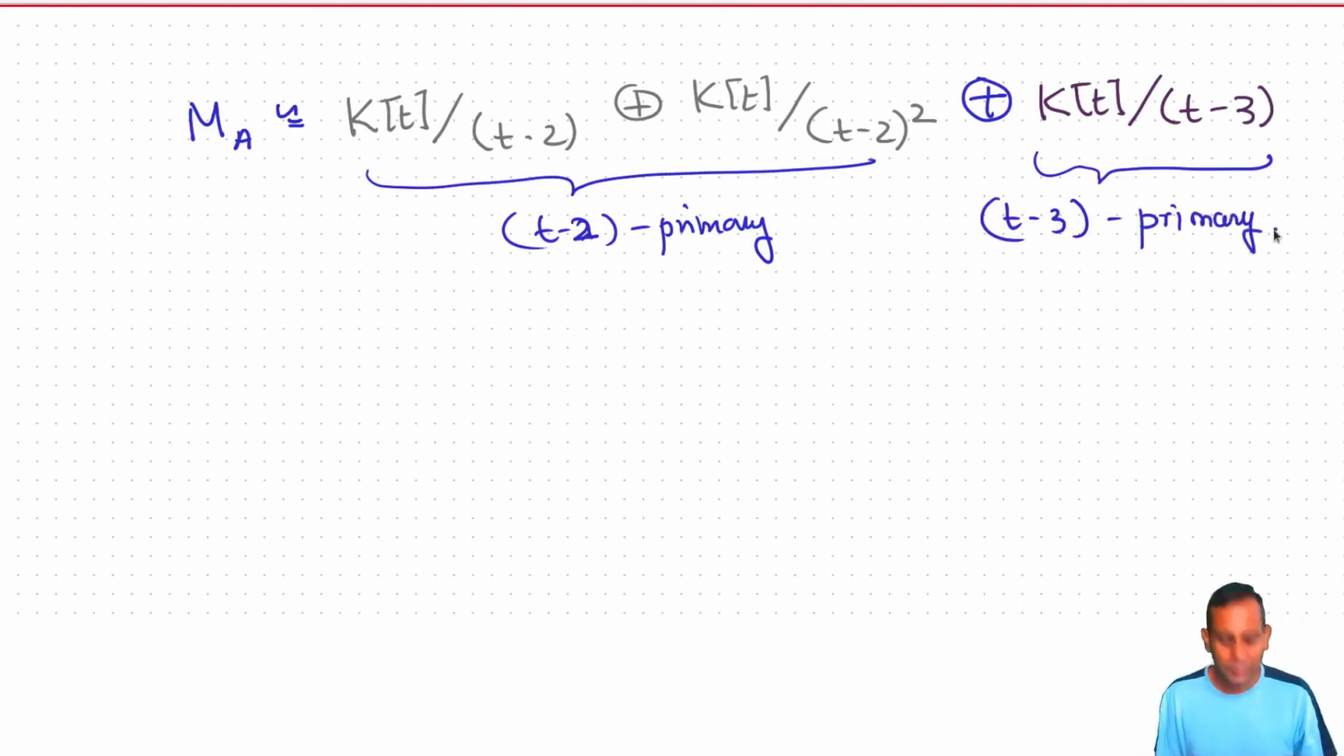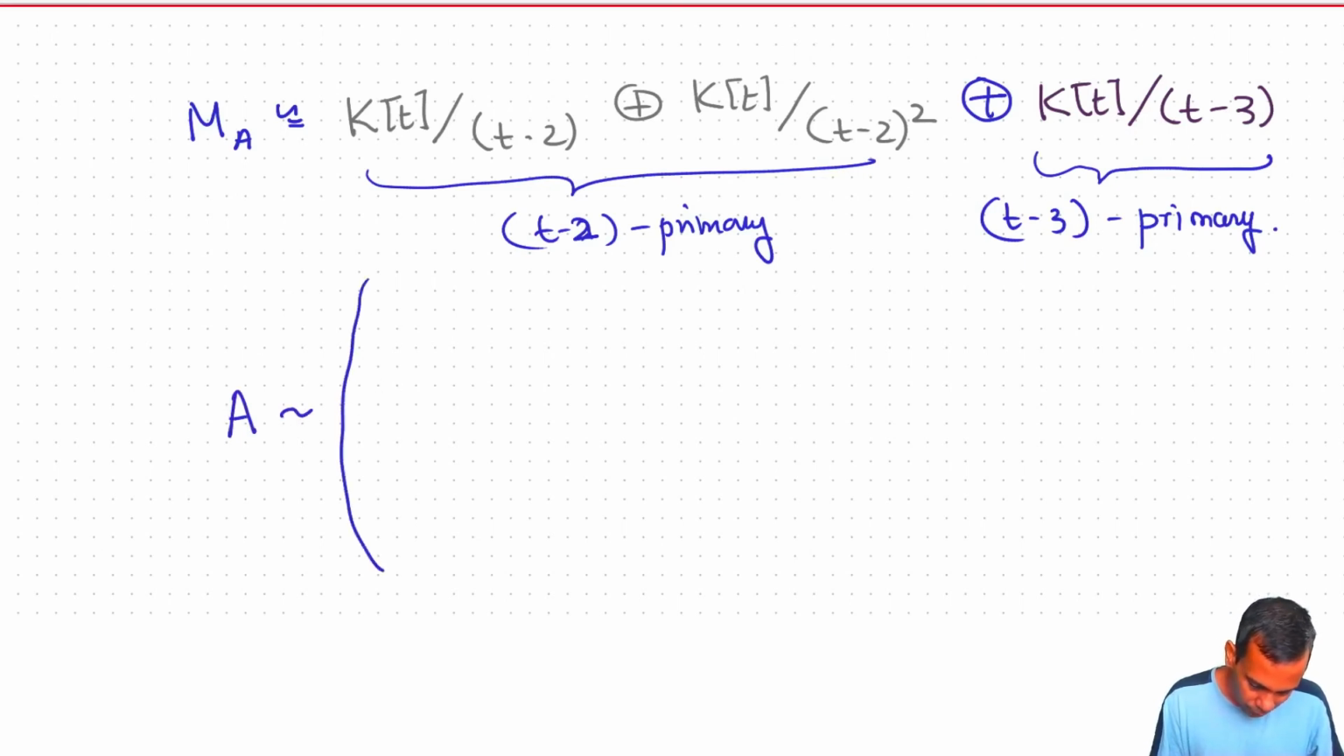And writing down these parts separately will give us the Jordan canonical form of it. So we know that A is going to have Jordan canonical form. Firstly, this kt by t minus 2, that's just a 1 by 1 matrix with 2. Then this is kt by t minus 2 whole squared, which we saw is given by this matrix 2, 2, 1, 0. That's a Jordan block of size 2. And then finally, there's a Jordan block corresponding to the eigenvalue 3, which is just this.